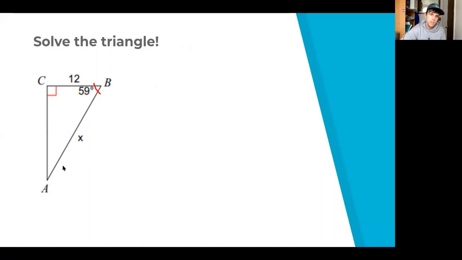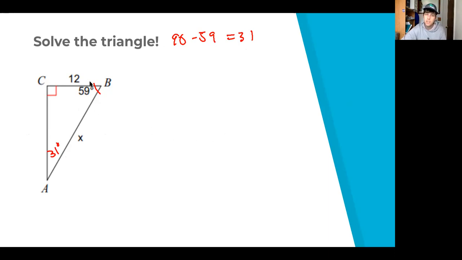I think the quickest thing to figure out would be our other angle. So 90 minus 59 is going to give us 31. So angle A down here is a 31-degree angle. It's a pretty easy one to find out right off the bat. And then we have two sides. To find one of them, we're going to have to use trigonometry because we need to. We only know one side, so we need to use trig.